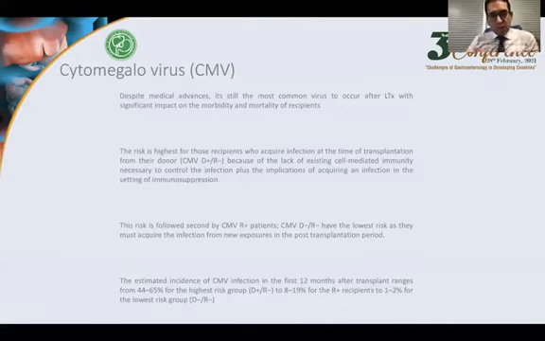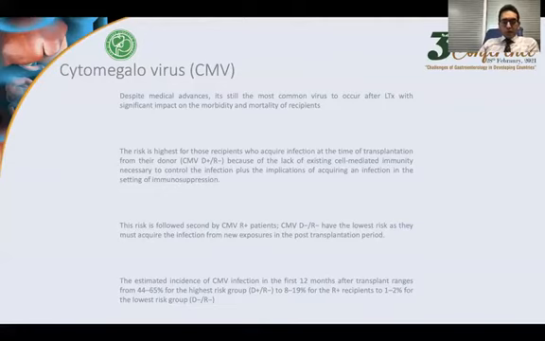Now, coming to the CMV, which can also occur in this period, despite the medical advances, it's still the most common virus to occur after liver transplant, with significant impact on morbidity and mortality of the recipients. The risk is highest for those recipients who acquire infection at time of transplantation from their donor, because of the lack of existing cell-mediated immunity necessary to control the infection, plus the implication of acquiring an infection while setting up immunosuppression.